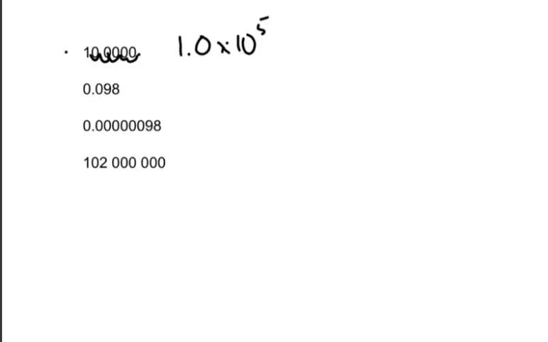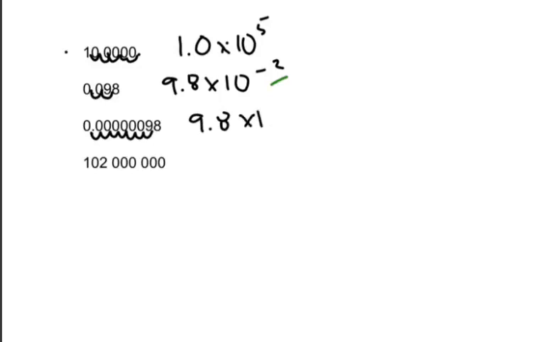This number here, however, we're going to go the other way. We're going to move our decimal to the right. So we're going to move 1, 2 positions to the right. So this one would be 9.8 times 10 to the negative 2. So if we move to the right, because the number is very small, we end up with this negative exponent up here. For this one, we're going to move 1, 2, 3, 4, 5, 6, 7 to the right, so 9.8 times 10 to the negative 7.